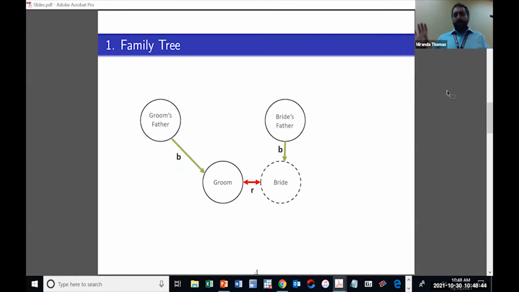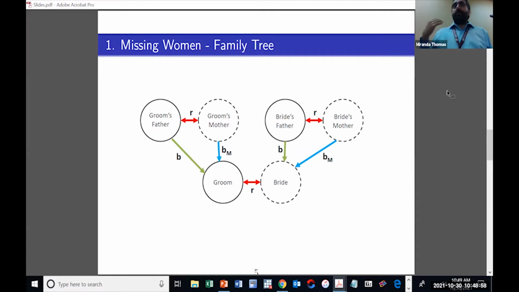Okay. So the first comment is very simple. This is the model they have, where they have a groom's father to the groom, the bride's father to the bride, and there's a correlation between groom and father. Now, if the mother has an effect on the child, as we see later, this will be the picture that you have. Again, the dashed circles are women for whom we don't observe their status. Now, if this is the picture, then when you try to compute the correlations between groom's father and groom, it's a little bit more complicated.